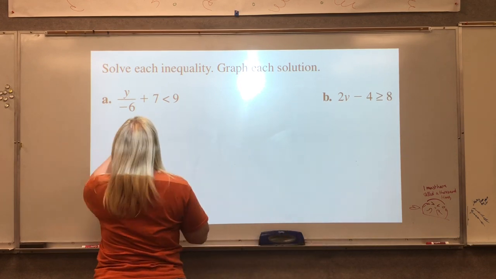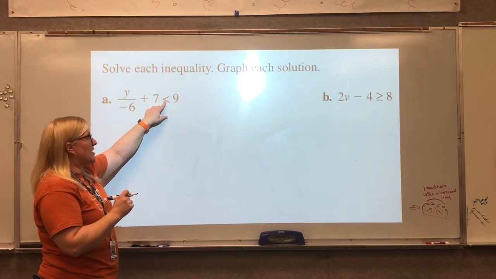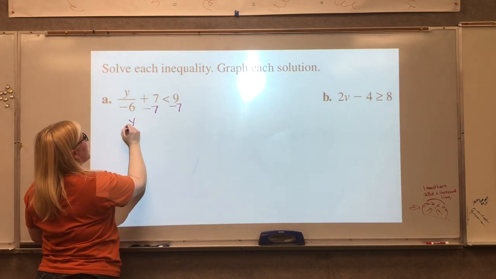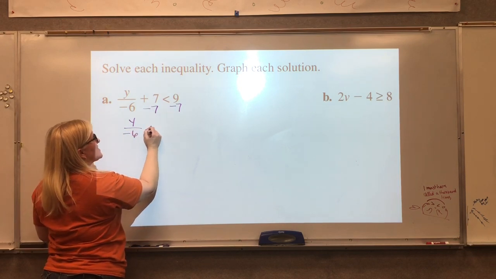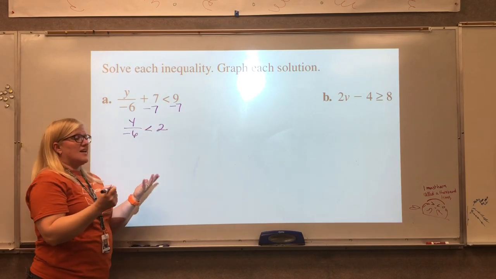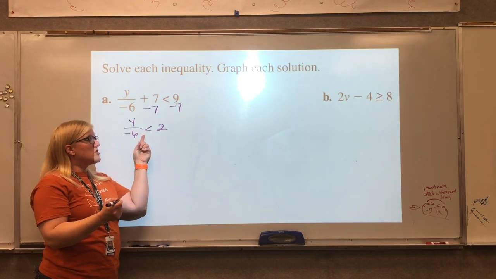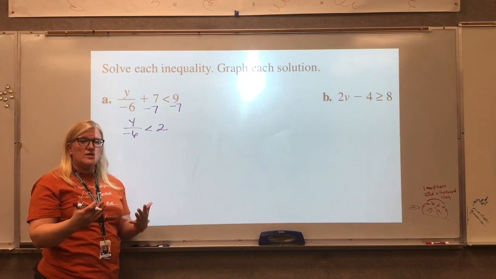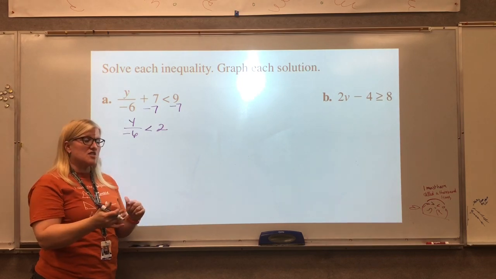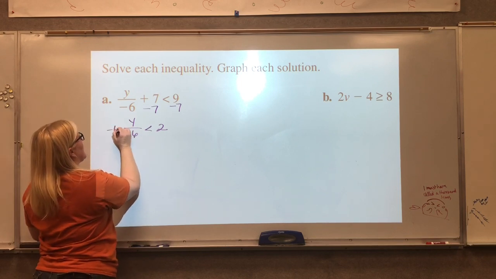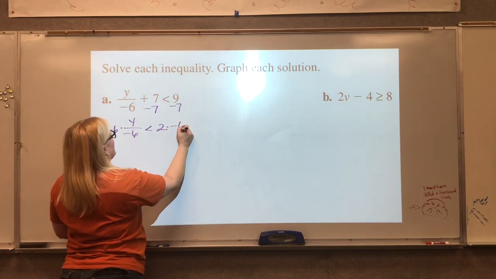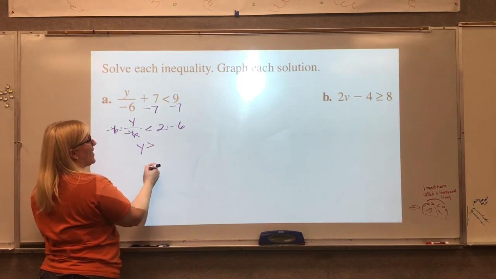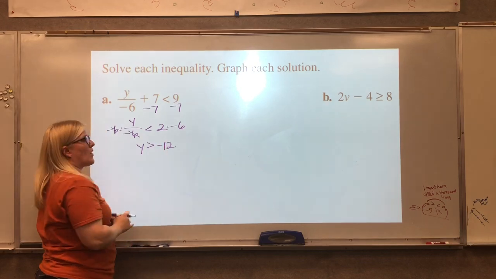All right, so these are exactly the same, but I have a less than symbol here. But I'm still going to subtract 7 from both sides, and I get y over negative 6 is less than 2. Now what I'm going to do is multiply both sides by a negative 6. Remember, when we multiply or divide by a negative, we switch the sign. So I'm multiplying by a negative 6. Those 6's cancel out, and I get y, flip the sign, is greater than negative 12.